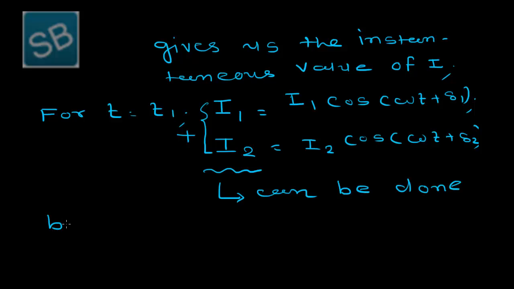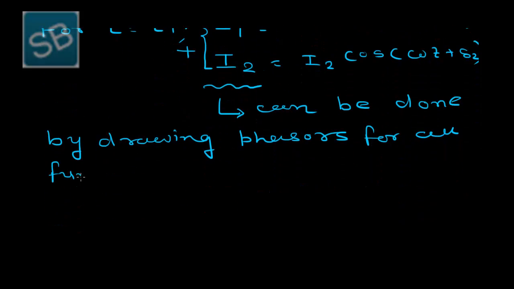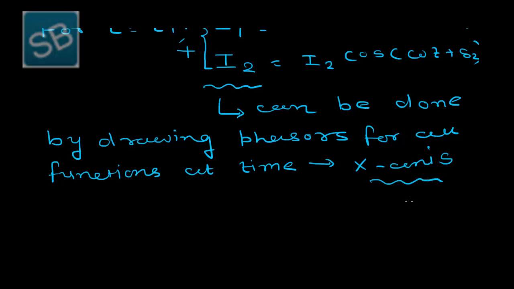And what was the theory of vector sum? So it can be done by drawing phasors for all functions at a given time and then considering these as your x-axis. Now this is the scalar, and now you can add all the functions, meaning a simple addition as you are performing in algebra.